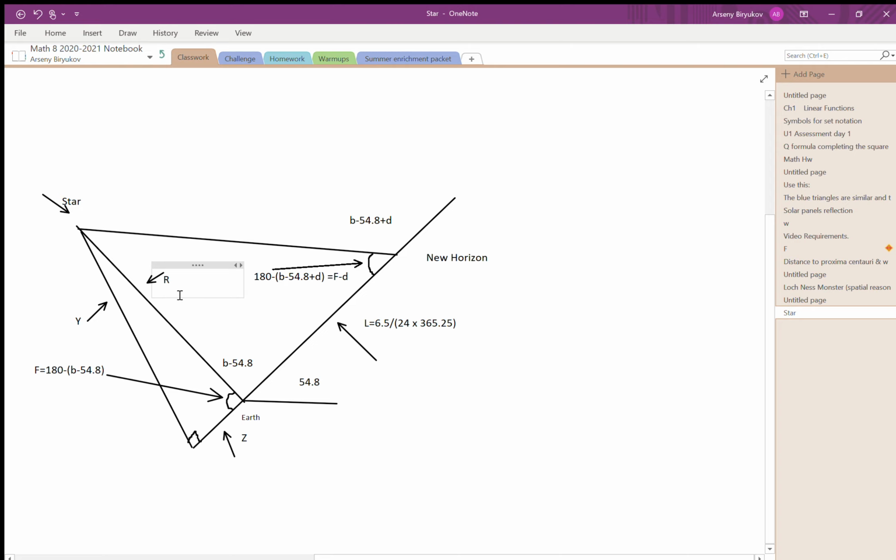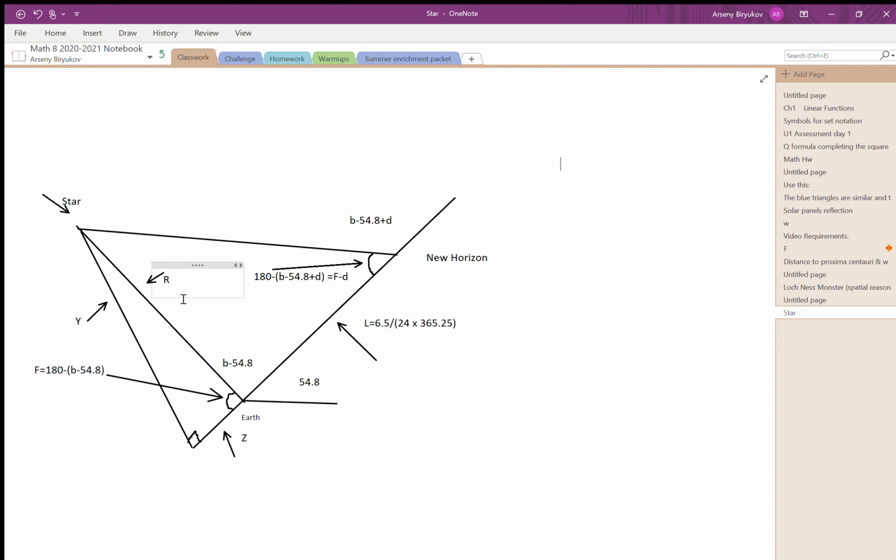54.8 is the given azimuth to the New Horizon, and B is the given azimuth to the star. B minus 54.8 is the angle between New Horizon and the star as seen from Earth. F is equal to 180 minus (B minus 54.8), which is the supplementary angle. The value of F in this case is also less than 90 degrees. In the diagram, the variable d is how much the angle to the star changes when we switch to the New Horizon point of view.